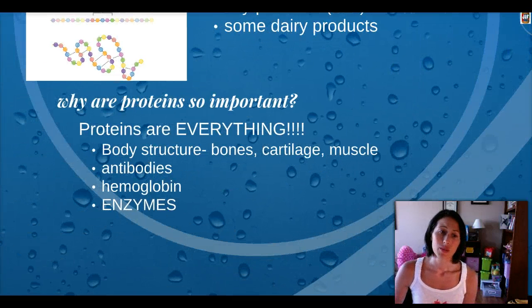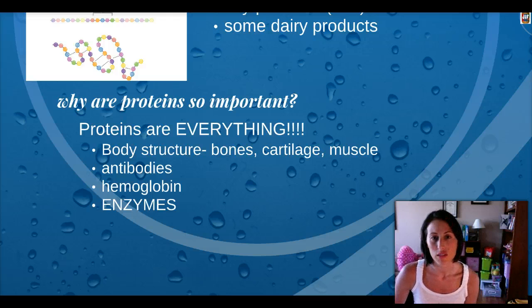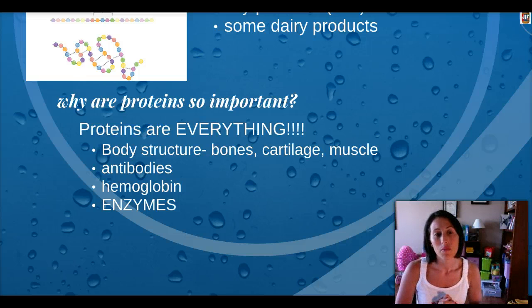So why are proteins important? Proteins are everything. Here's just a brief list of some of the things that proteins do in your body. They are your body structure. So they make up the bones in your body and the cartilage that hold those bones together. They make up the muscle that help move the bones. Proteins make up antibodies, and that's what helps your immune system fight off diseases.